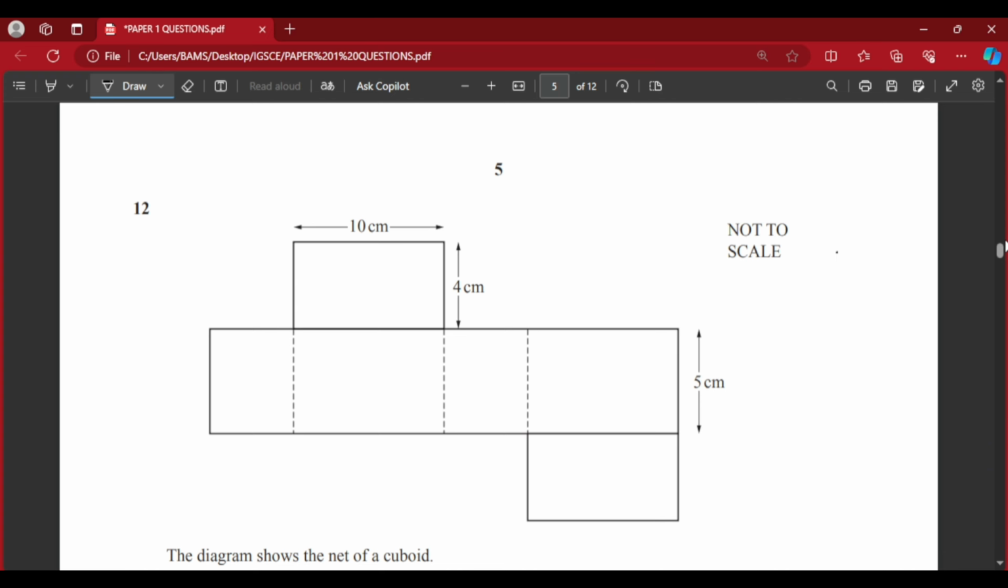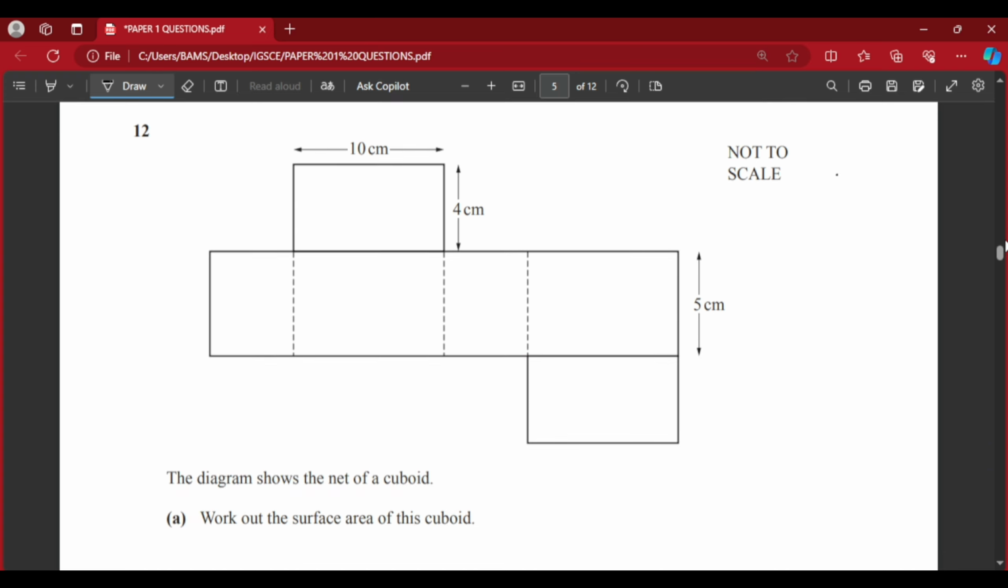Now, this diagram shows a cuboid, right? And we want to work out the surface area of this cuboid. How do we get to do that? So I want to get a cuboid first of all from this shape itself. So let's have a cuboid. Well, my drawing is not skilled, so just manage it that way. So if I have a cuboid, let's say this is a cuboid.